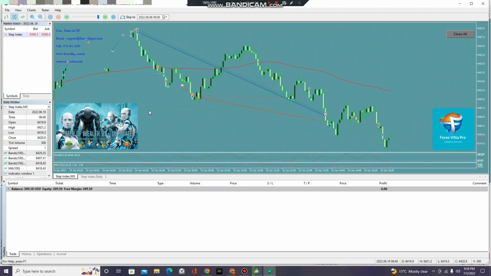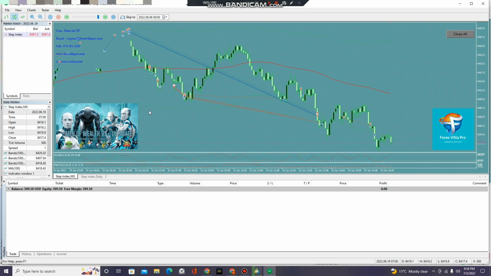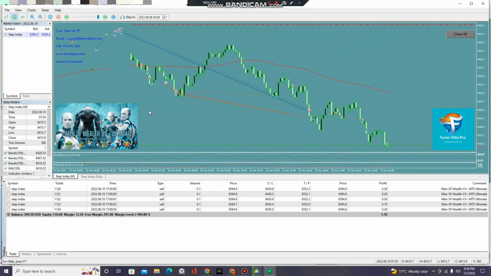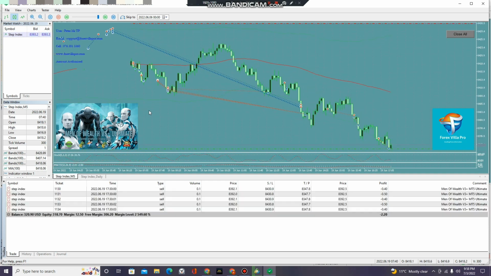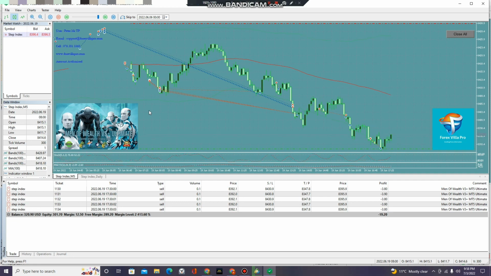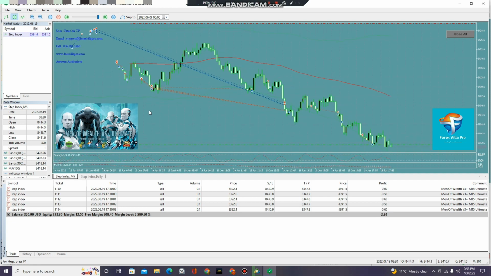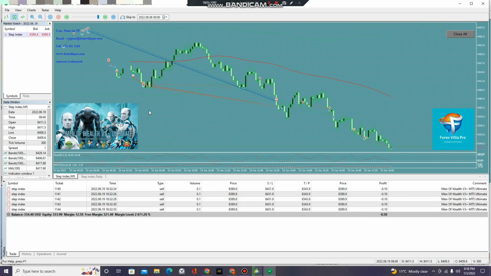So we're still going, guys. Now is the recovery time. Look at it. We're still going. Look at that sell. Another sell after that major sell right there. So this is based on price action trading strategy, guys.